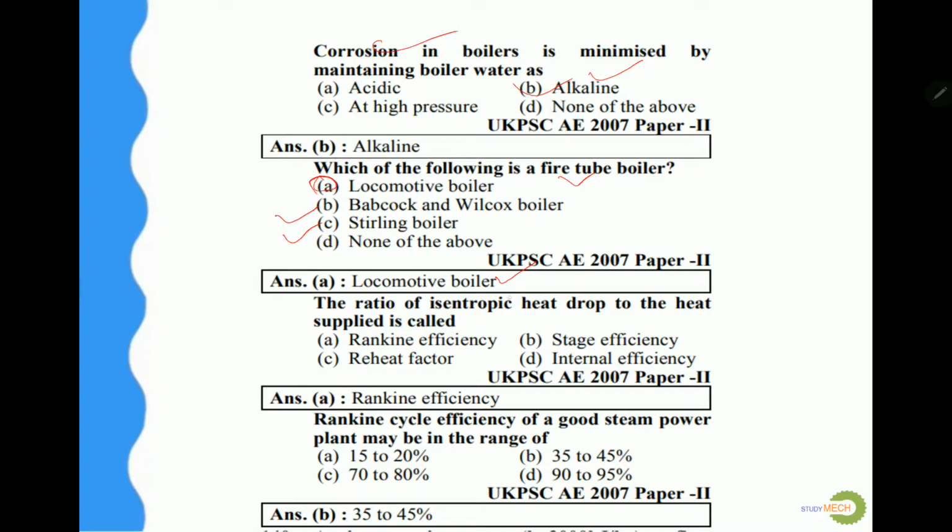The ratio of isentropic heat drop to heat supplied is known as Rankine efficiency. Option A is the right answer. Rankine cycle efficiency of a good steam power plant is near about 35 to 45 percent. In actual work, the efficiency is 15 to 20%, but for a good steam power plant, the right answer is option B.